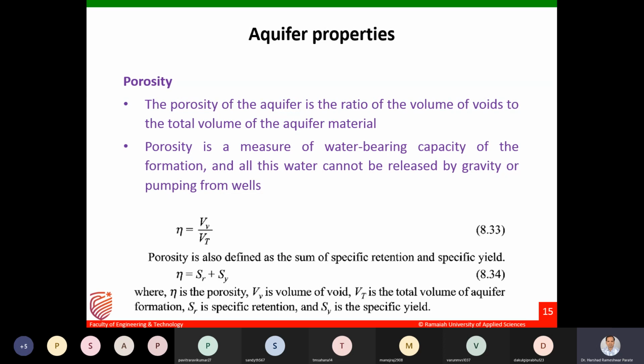The first property is porosity. I think all of you are aware what is a porosity. The porosity is nothing but the ratio of volume of voids to the total volume of aquifer materials, or you can say volume of voids to volume of solids. That will give you the porosity. So every aquifer consists of different soil materials. If it is a different soil material, then it will have its own porosity. Means porosity also is going to change, and it's nothing but a measure of water bearing capacity of the formation.